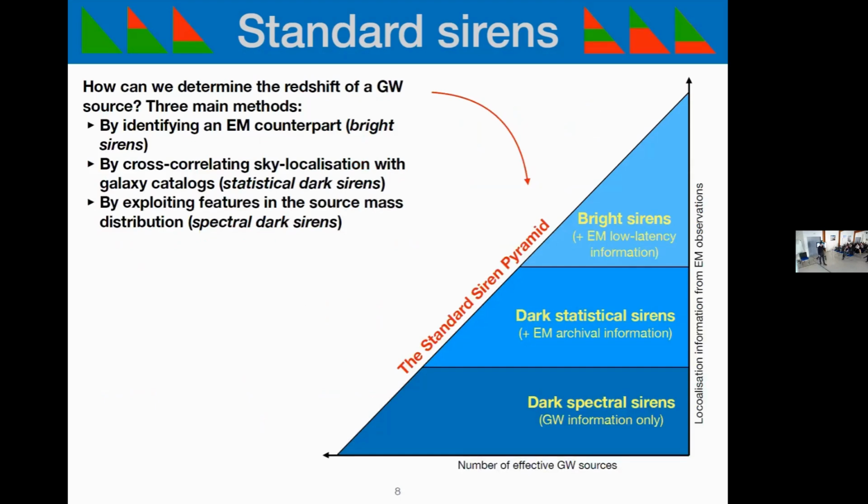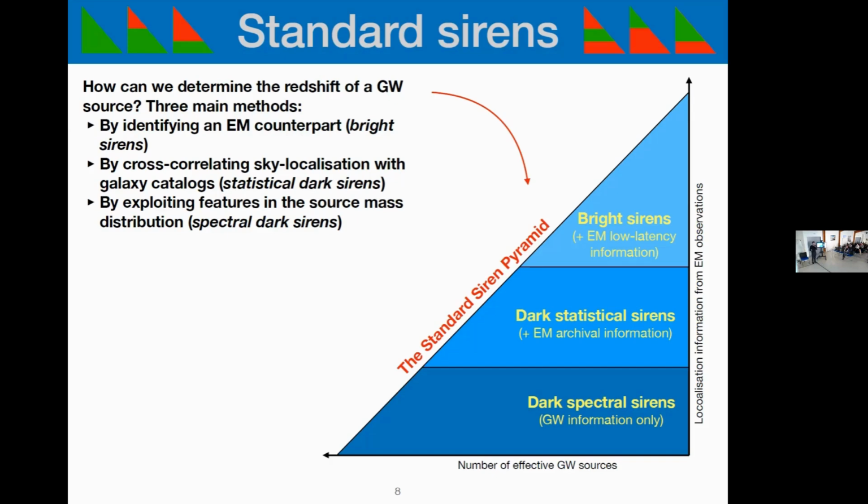So how do we get the redshift? This is the main point. We get distance from the gravitational wave source, and we need a redshift measurement to do cosmology. There are three main methodologies that we can use nowadays, and they are nicely summarized in what is called the standard siren pyramid. Standard sirens is just a terminology equivalent to standard candles, because gravitational waves are distance indicators. So we call them standard sirens, with the analogy between light and sound.